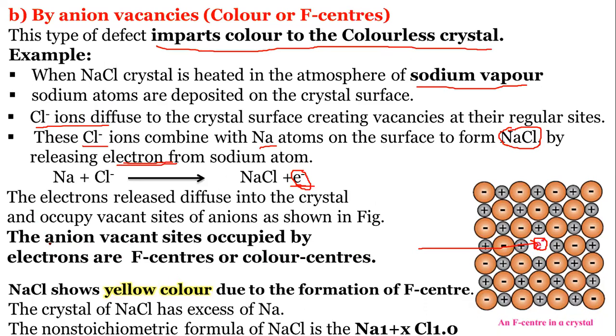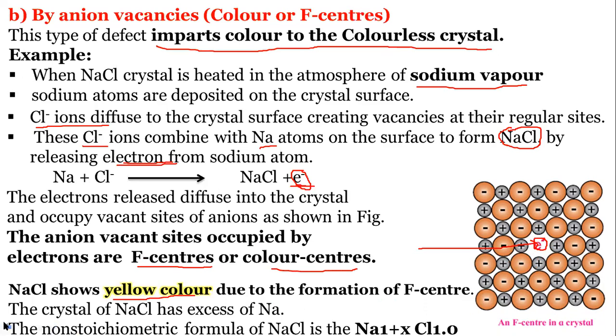The anion vacant site occupied by the electrons is called an F center or color center. So NaCl shows yellow color due to the formation of F centers. So this is called the F center. Remember, F center.